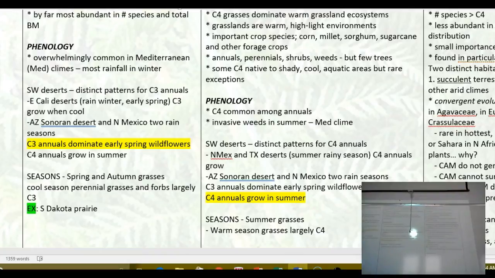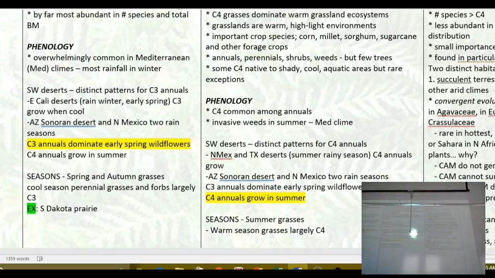Phenology in the C4 category. Annuals, common. Invasive weeds in summer in our Mediterranean climate. Southwestern desert, distinct patterns for the annuals of C4 in North Mexico and Texas desert. There's a summer rainy season, and that's when we see the C4 annuals grow. In Arizona, Sonoran Desert, and northern Mexico, New Mexico, two rainy seasons. C3 annuals dominate early spring wildflowers. C4 annuals grow in summer. That's phenology. See that? Okay.